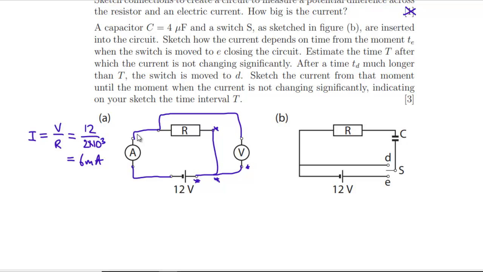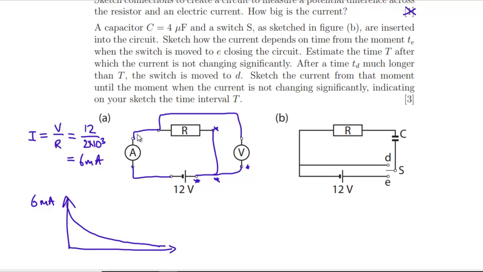After time T_D. Right, well, let's start with the first thing. How does the current depend on time? Right, so when you're charging a capacitor, the current's going to start off high and it's going to drop down in this fashion. It's starting at 6 milliamps, and it will drop down, continually approaching 0.